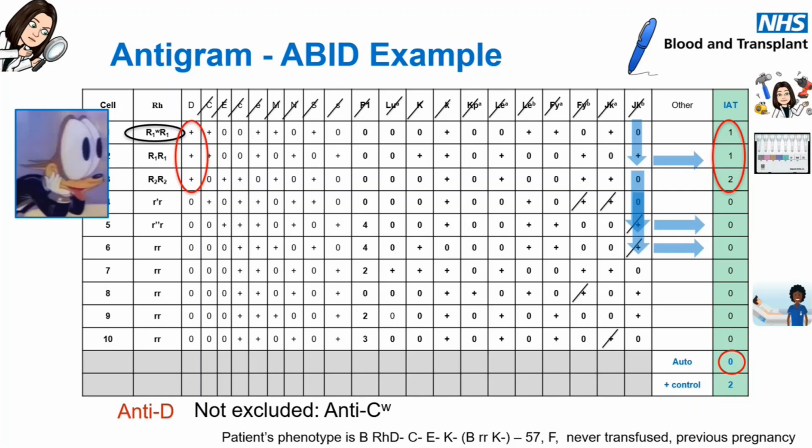Move down to the next one, that's positive, I can't exclude it. Move down to the next one, positive. Oh, and it's actually looking like this antibody's there because you're past the point of exclusion, you're now matching the pattern of reactions. So it's pretty much looking like there's an anti-D present.